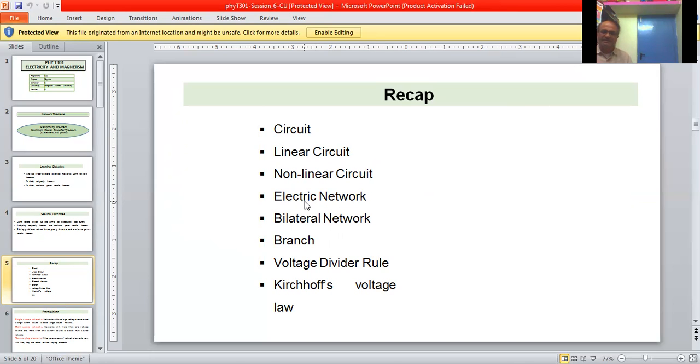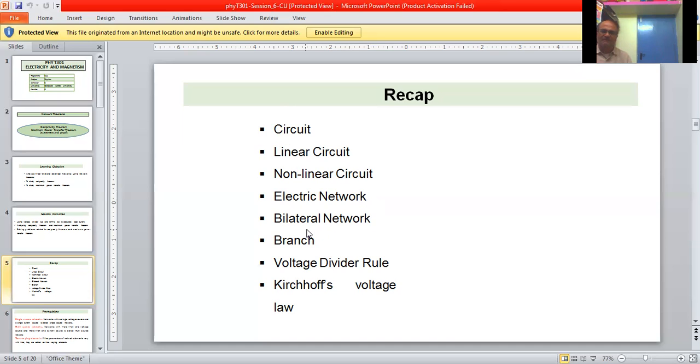Then, what is an electrical network? An electrical network means some electronic or electrical components such as resistors, capacitors, and inductors are connected in some manner. An electric network is not necessarily a closed path, so current may or may not find a path for its flow, but a circuit always has one path for the flow of current. That is the difference between a circuit and an electrical network.